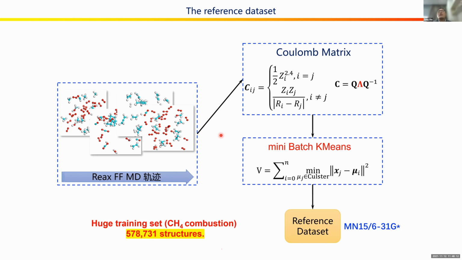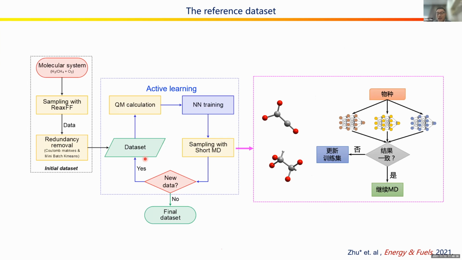So for example, when we prepare the reference dataset for the simulation of combustion, we first use ReaxFF to perform one simulation, and from the trajectory we collect some data, and we use the k-means method to remove the redundancy in this data and label it. And then with this dataset as an initial dataset, we perform several rounds of active learning to collect more configurations with the potential energy surface given by the neural network.